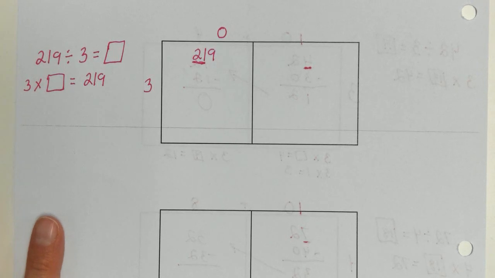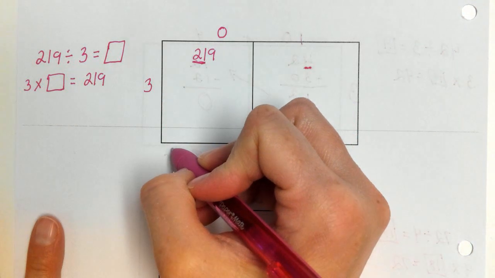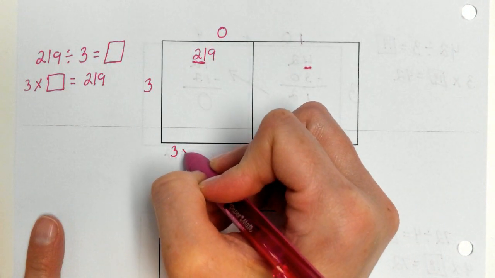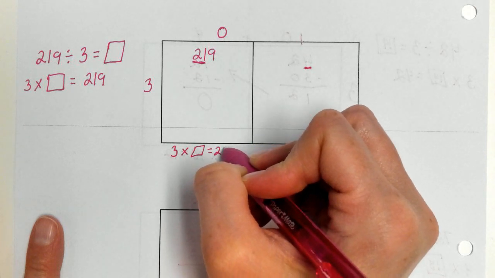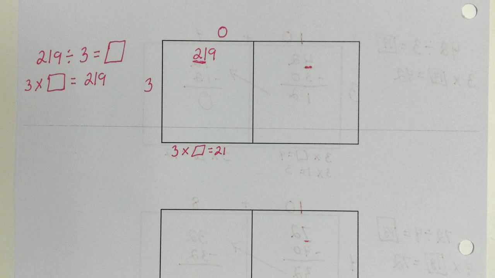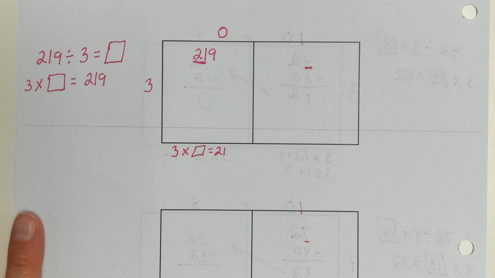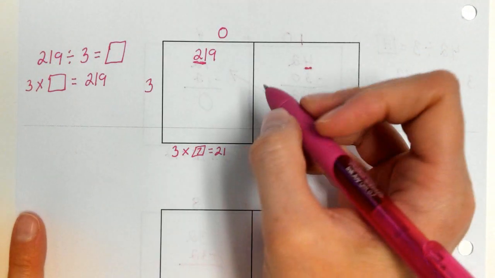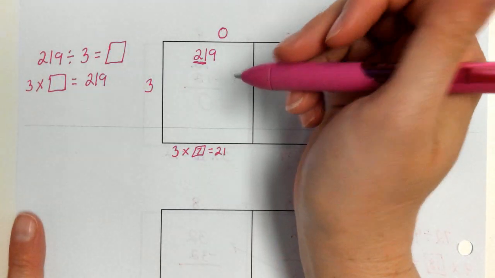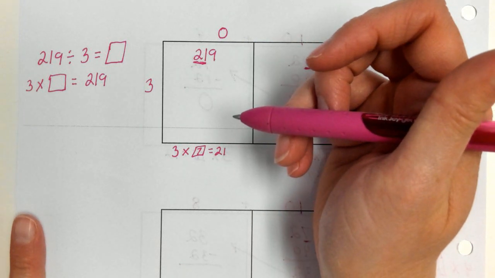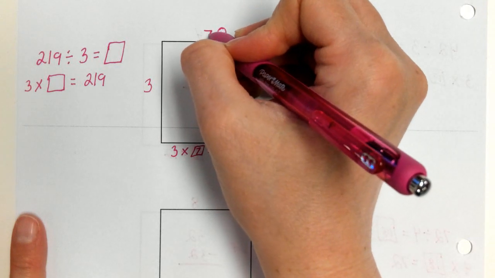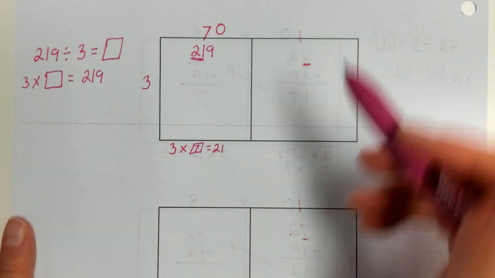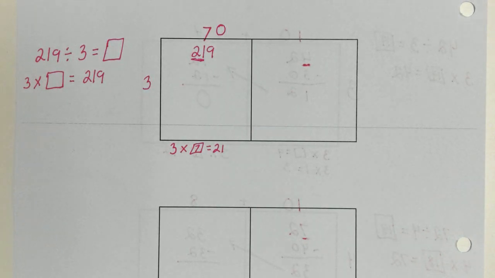All right. So I'm thinking about my threes. 3 times a mystery number is going to give me 21 tens. It's 3 times the mystery number is going to give me 21. Elena? 3 times 7. Okay. So where does my 7 go, Elena? Go at the top.